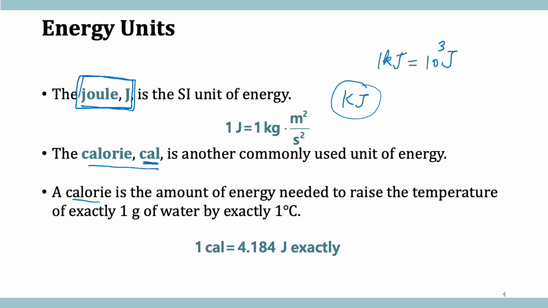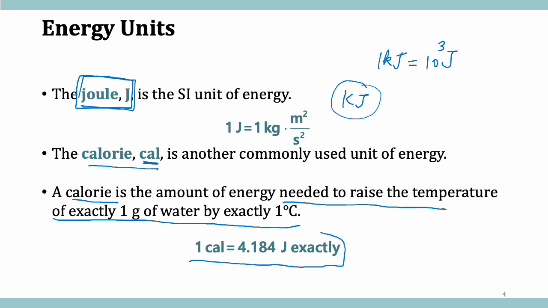What is a calorie? It is the amount of energy that is needed to raise the temperature of exactly 1 gram of water by 1 degree Celsius. Okay, and it is equal to 4.184 joules exactly. So these are your conversion factors that you can use to convert between two different units of energy, joules or calories. Now remember, this calorie that we are talking about, small calorie, this is not the food calorie.